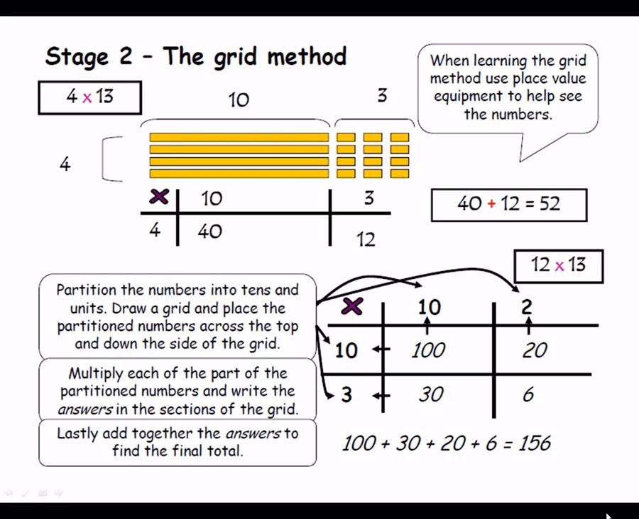So they partition the numbers, they're encouraged to draw the grid, place the partitioned numbers down the side, and then they multiply each number that corresponds to the right and to the top, and the answers go into the different sections of the grid. Then they're encouraged to add up those answers to find the final total.